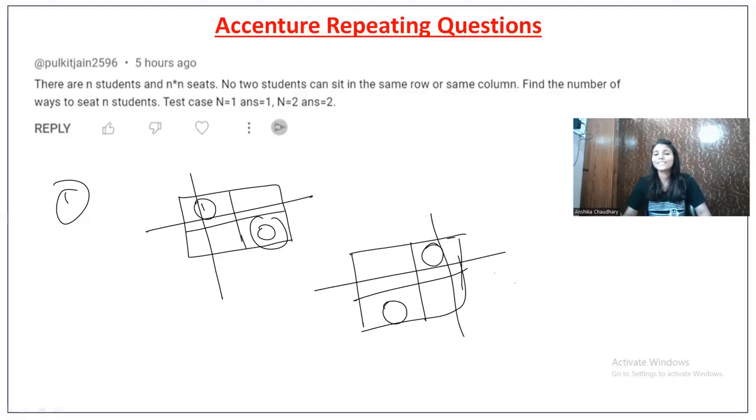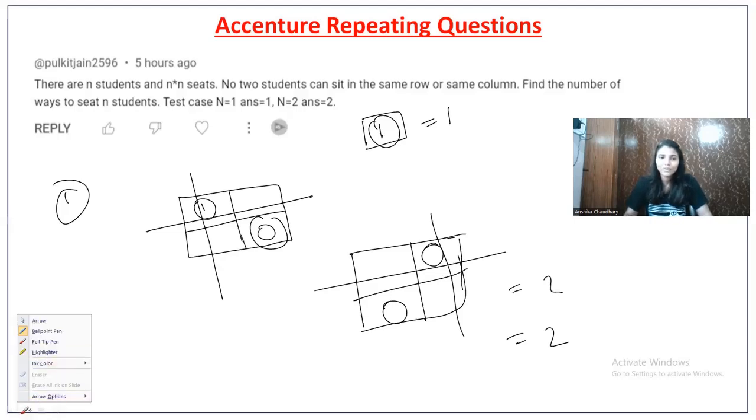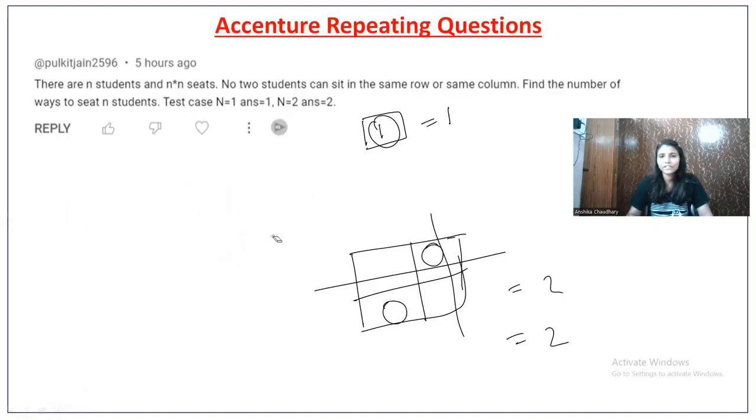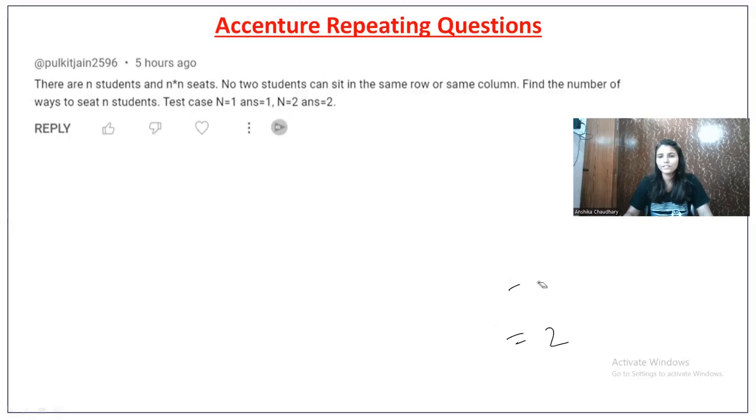So this is how the second student has two ways only, and the first student has only one way. Why? Because only one row and one column will be there, so he will sit only here, so he has only one way. The second student will have two ways. Now let's try for three. If there are three students, in how many possible ways can we arrange them to sit following some conditions, and the conditions are these: no two students can sit in the same row or the same column.